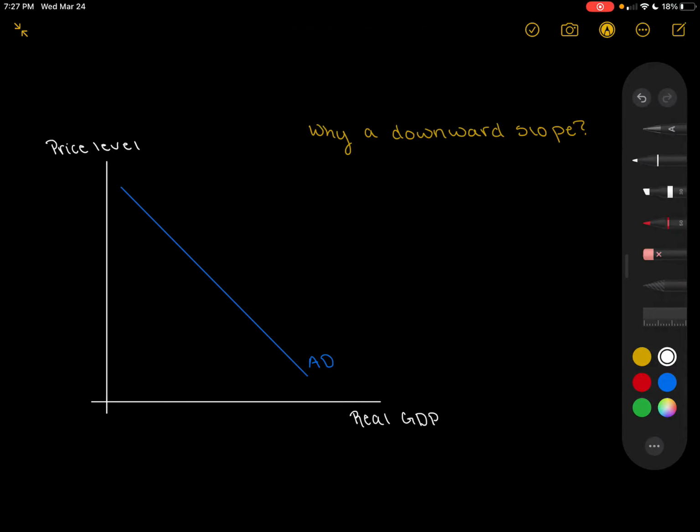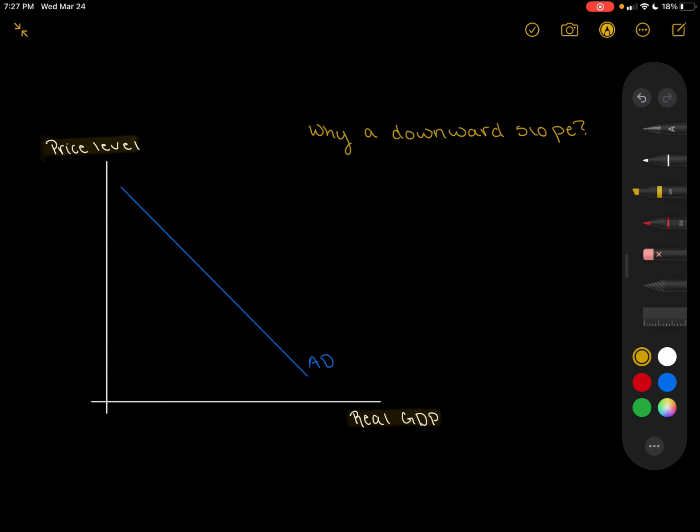Here we have the aggregate demand curve, and as we can see, it is downward sloping, but we would like to discuss why it is downward sloping. And that means that we need to discuss what our axes are. So we can see that on the x-axis, we have real GDP, and on the y-axis, it's price level.